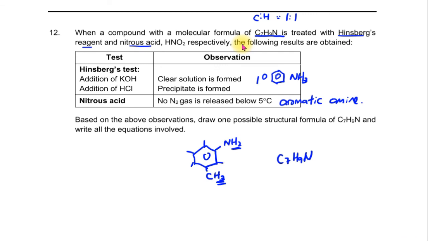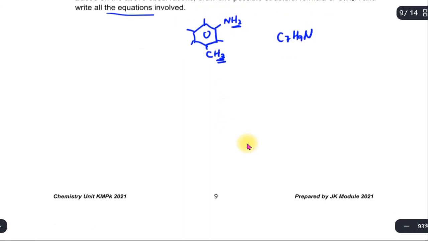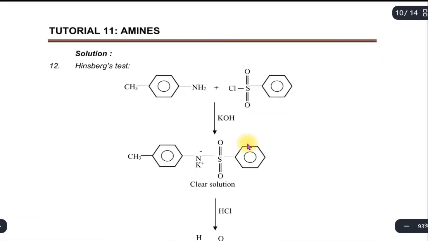Based on the above observation, draw one possible structure for C7H9N and write all the equations involved. So this is one possible structure, and I deduce this is the answer. Check, isn't it? Yes, this is the answer.